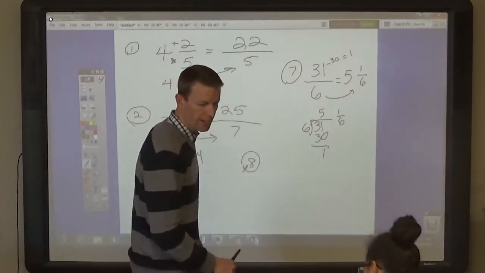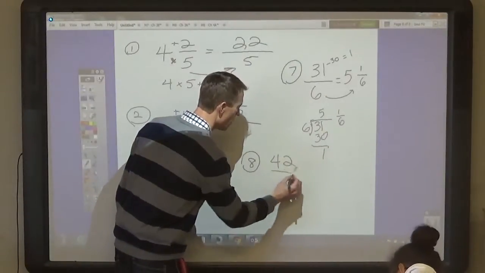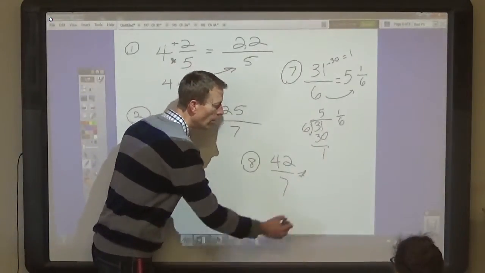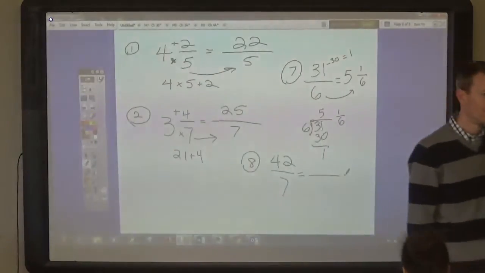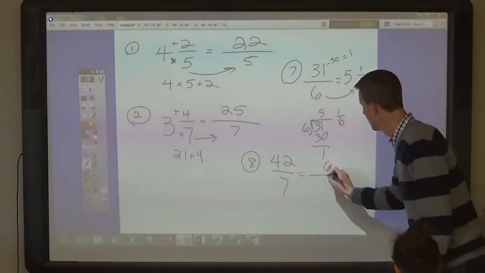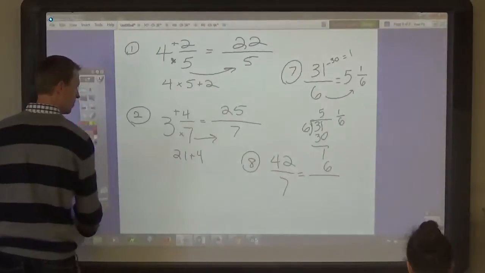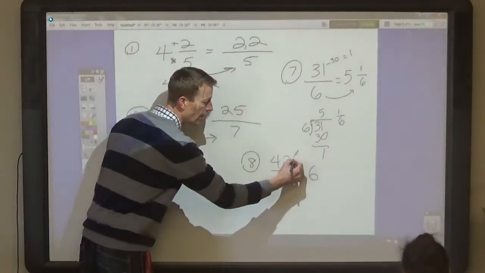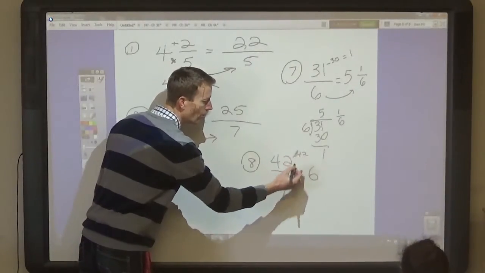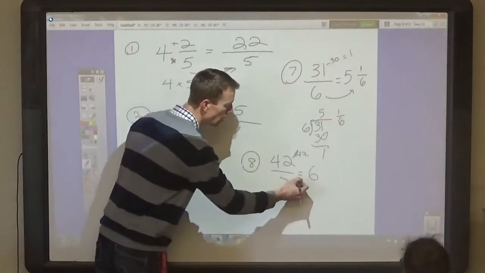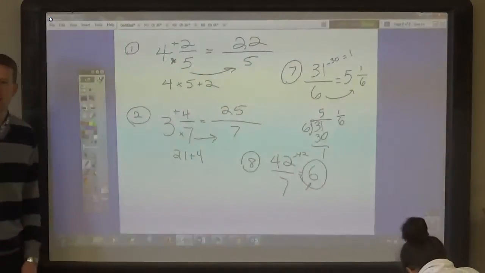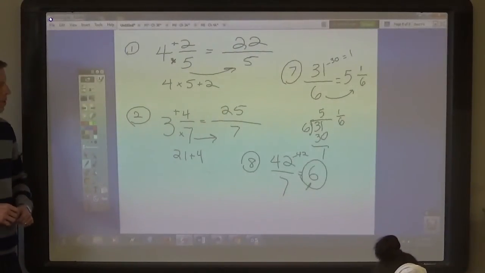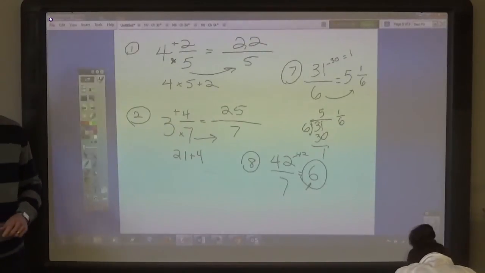Let's do one more. 42 pieces cut into sevenths. How many wholes can you make? 6. Oops, I'm sorry. Don't put the fraction bar there. 42 divided by 7 is 6. 6 times 7 is 42. Remainder? 0. This is just 6 wholes. If there's no remainder, that means that we can make a whole number with all those pieces, without any remaining, without any left over. Okay?